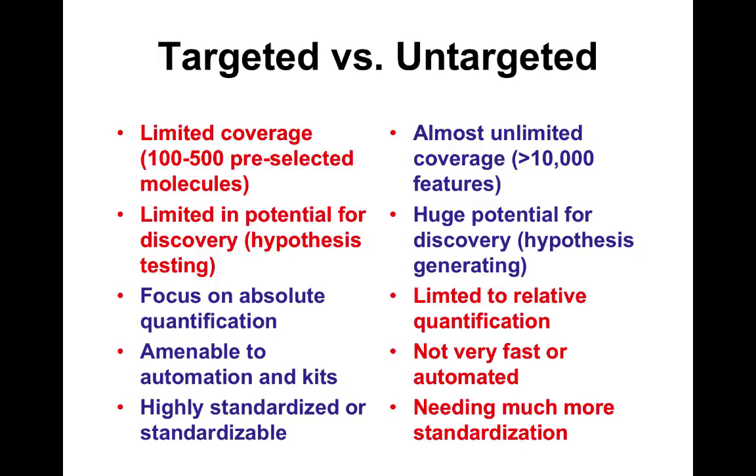Untargeted methods essentially have unlimited or nearly unlimited coverage, 10, 20,000 features. Obviously, there's appeal for being able to discover something that has never been seen before. It's great for hypothesis generating. But with untargeted, you only have relative quantitation. It is not yet automated. It is not very fast. And it is not very standardized.